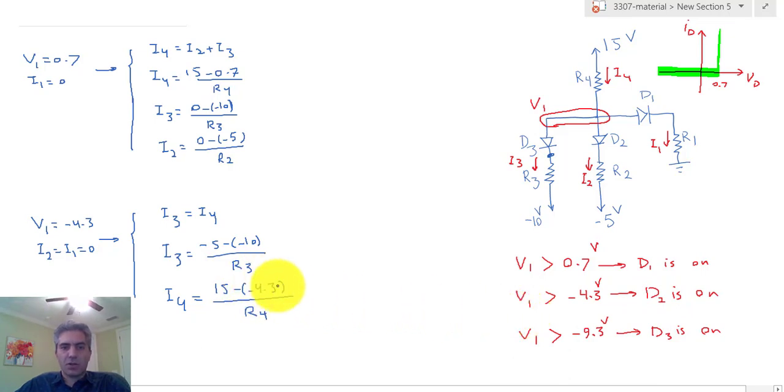Now, if you change R3 and R4 in any way that the voltage V1 goes above minus 4.3, then D2 is going to turn on. And if you set the condition so that V1 is less than minus 4.3, then only D3 is on.